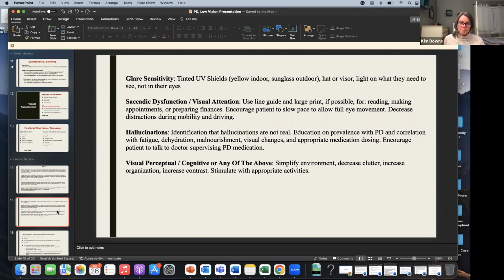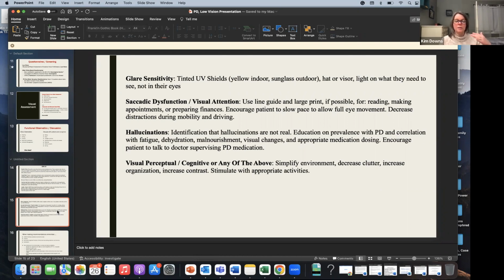So when we have issues with saccadic dysfunction and visual attention, of course, if the person is trying to read, we're using line guides. Large print works much better than using a magnifier. Not that magnifiers can't be used, but a line guide with large print is going to be much easier than having to manipulate a magnifier and something underneath the line.